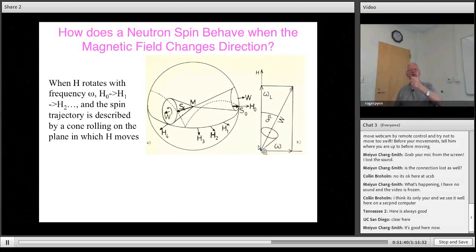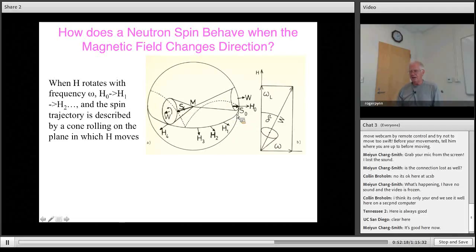So, for example, if you have a field here and your polarization is lined up with it, and then you start to rotate the field, what's going to happen to the neutron polarization? Well, this is a little diagram that was first invented by Otto Schärpf to try to show what will happen. So what you need to imagine here is that this outer circle is the globe. It's the Earth. And this circle here represents the equatorial plane of the globe.